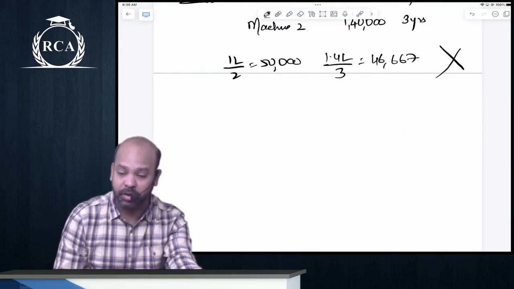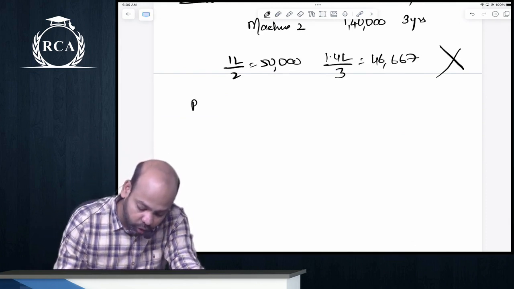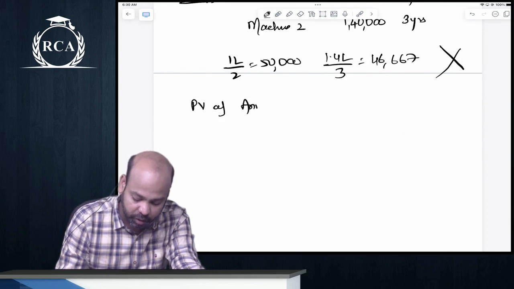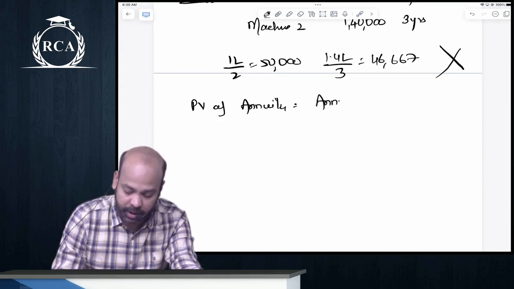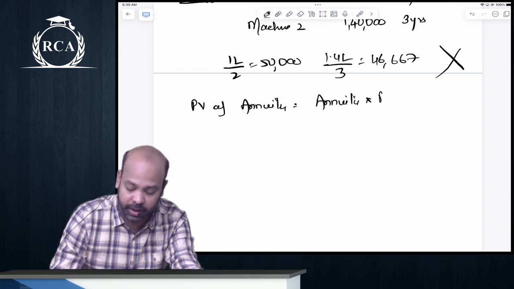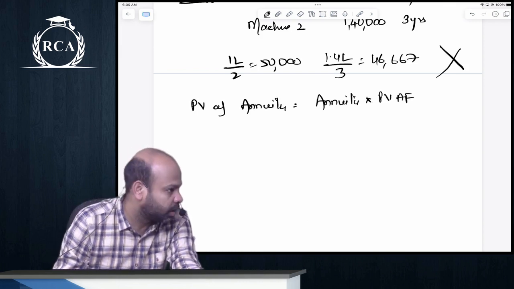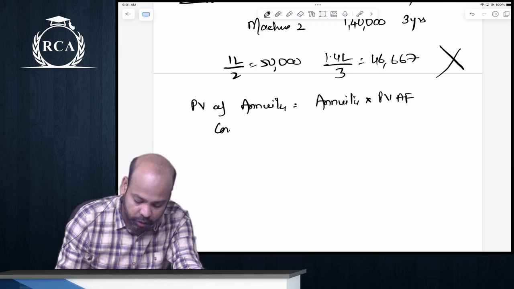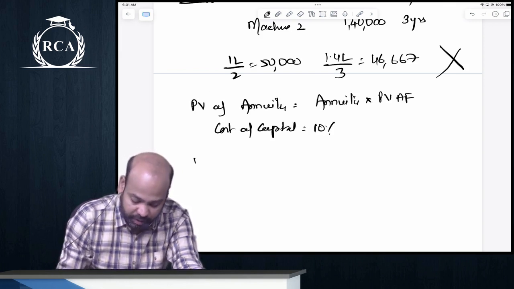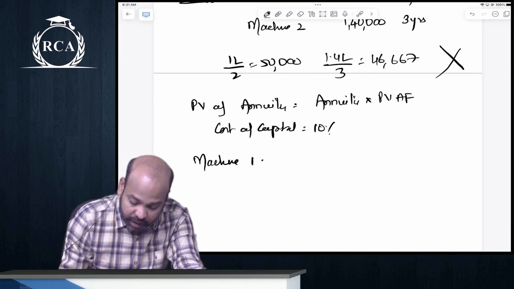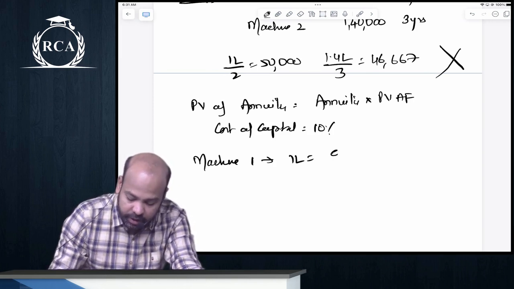So how do we compute effective annual cost, guys? We all know how to compute present value of annuity. If you have equal cash flow, would you multiply the annuity amount into PVAF? Yes or no, guys? So let us assume that cost of capital is 10%. For machine 1, I will write, paying 1 lakh today is equal to how much?